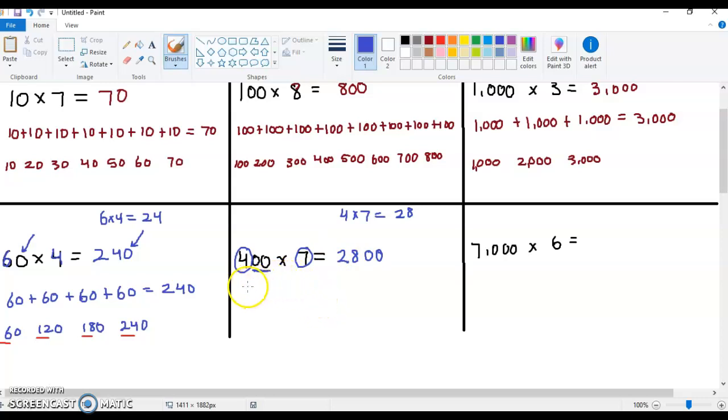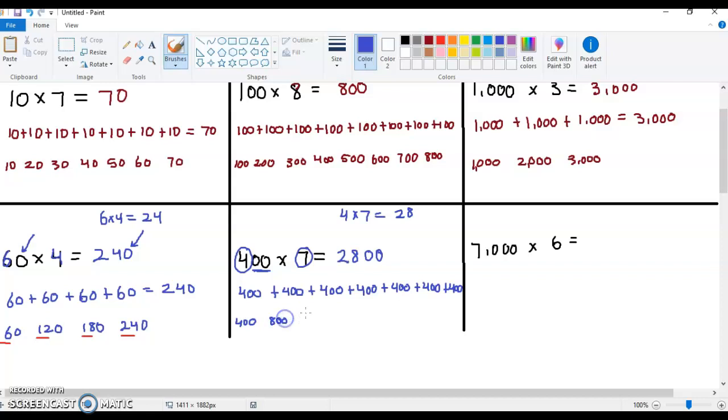And then again, I'll show you what it looks like with repeated addition. So we go 400 plus 400. Let me write smaller so I can squeeze them in. That's 4, 5, 6. Oh, it just made it. All right. So 400, 800, 1,200, 1,600, 2,000, 2,400, 2,800. So you can just kind of skip count.